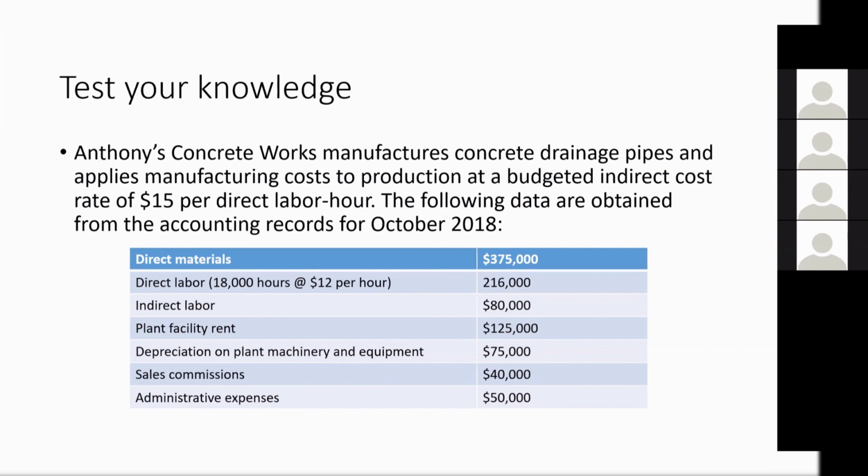All right, this next one. Which of the following are manufacturing overhead costs? Now, we discussed that several times, so you should be able to do that one pretty well. Okay, so our manufacturing overhead costs, those are all of our product costs that are not direct materials or direct labor. So C, D, and E, indirect labor, plant facility rent, and the depreciation on the plant machinery.